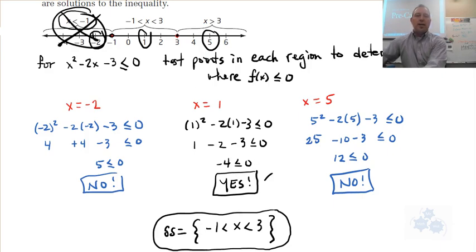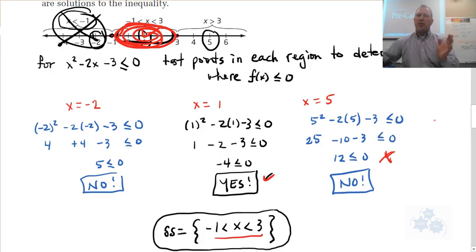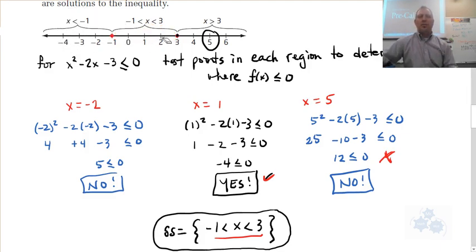So that means that anything inside this section right here, I should do that in a different color, this section, those are good. That is yes. That's my solution region, because over here is a no as well. Okay? So again, pick a test point that's somewhere on the number line and find out if it makes the inequality true. If it does, that's the section that has all of the solutions to this inequality.